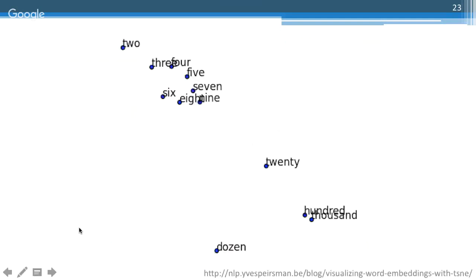So here's another example from a visualization of one of these embeddings. A bunch of number words are all relatively close together, and small words, 2 through 9, are all closer together than 20 and 100 and so on, and dozen. One interesting thing is that 1 is not in this picture. Why? It's sort of a hard question. Remember that we fed this thing a whole bunch of English text. So why might the word 1 be treated differently than the word 7?